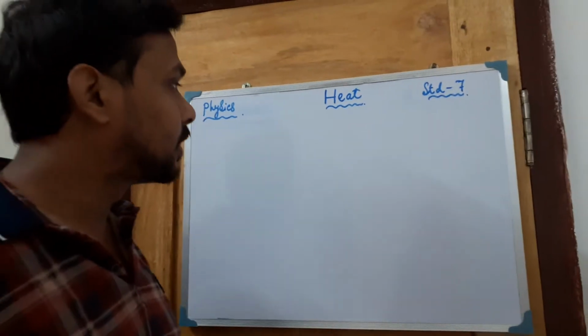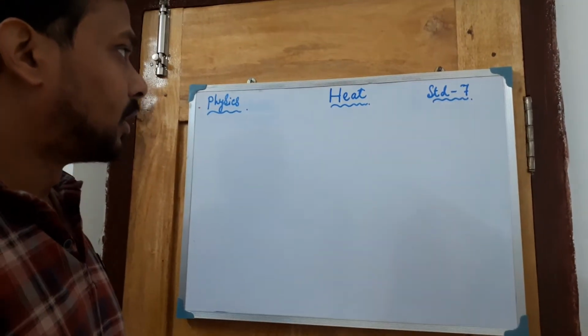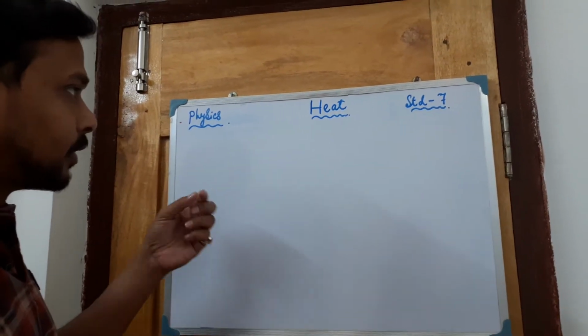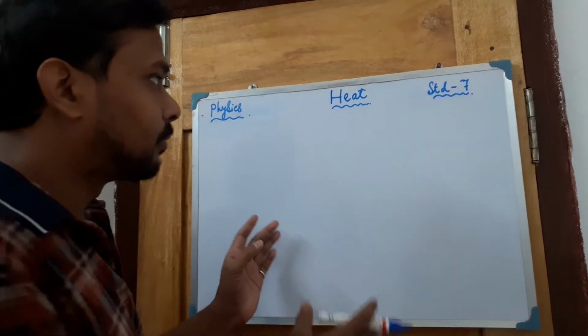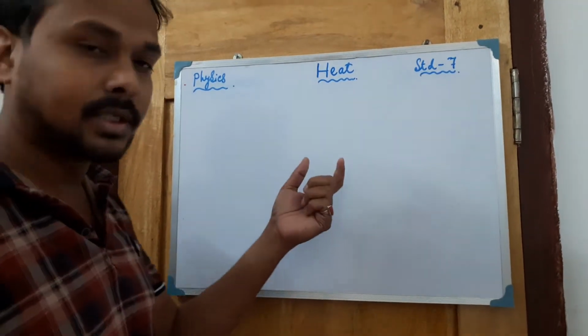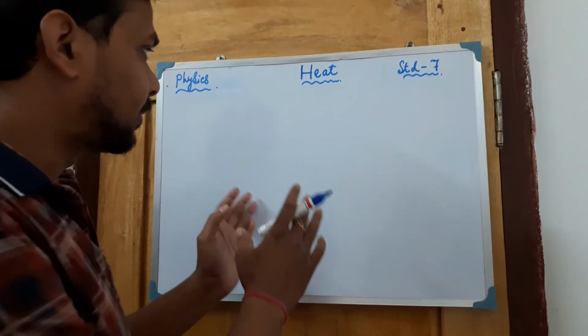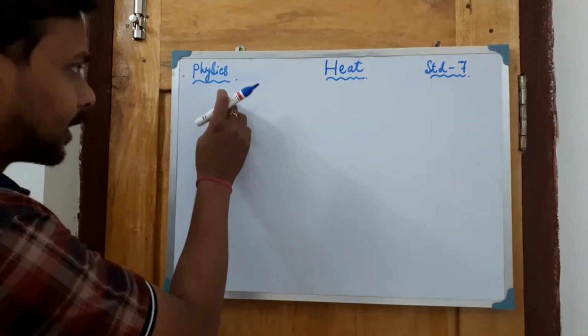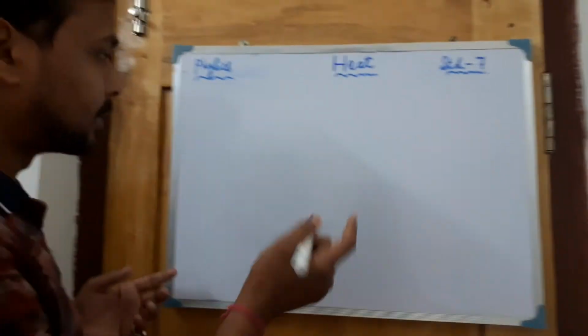Today we'll continue the same chapter, heat. A few parts are left. So today we'll continue with some numericals related to the conversion of Celsius to Fahrenheit scale, that is C by 5 is equal to F minus 32 by 9. Numericals from there may come in the exam, so that's why I'm telling you.